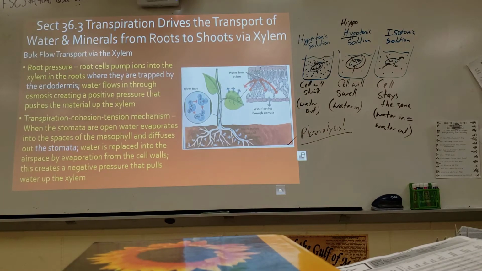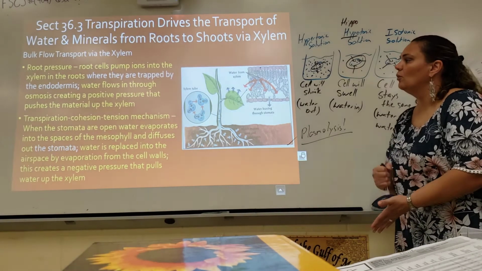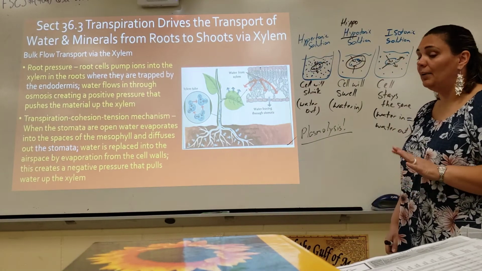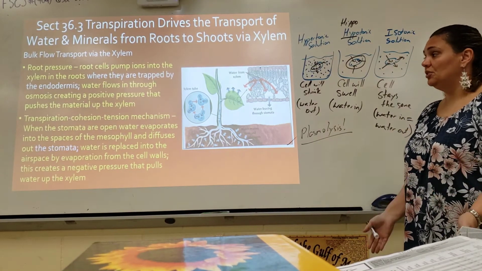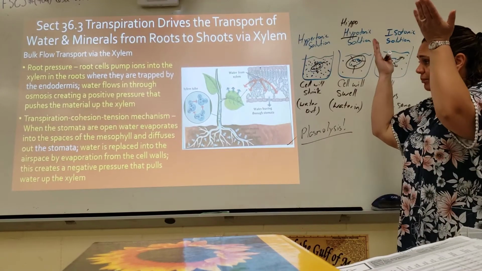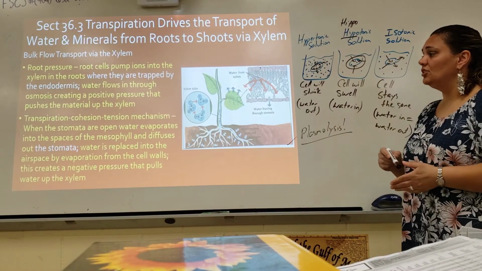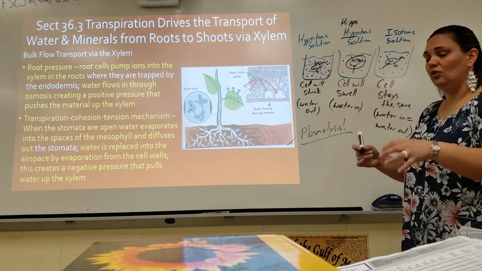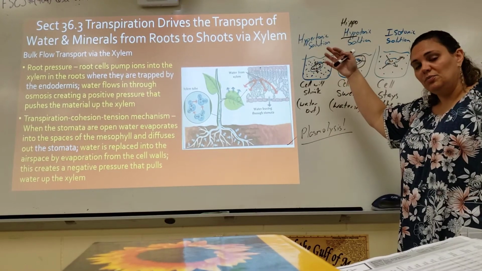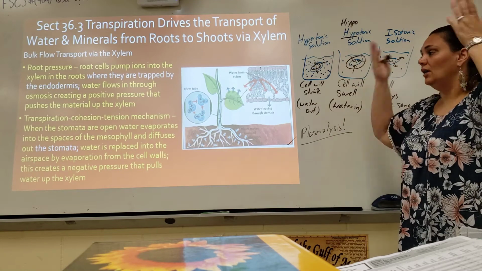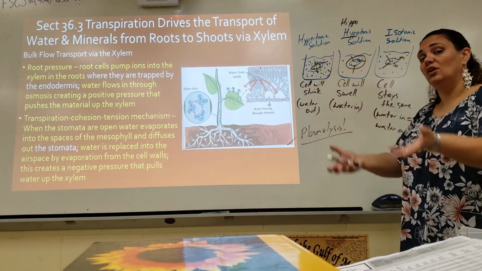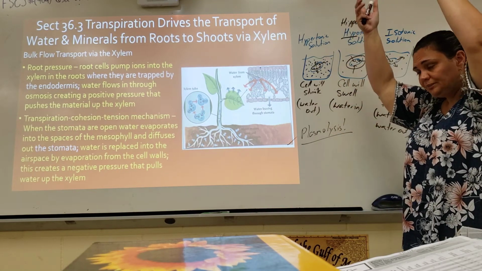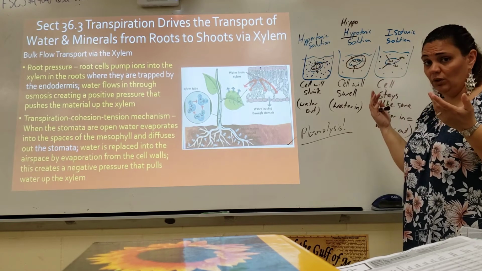Root pressure. Root cells pump ions into the xylem of the roots. Water flows in through osmosis, creating a positive pressure. It's going to push materials up the xylem, so it pushes it up. Transpiration, cohesion, and tension are mechanisms that all work together. The loss of water through transpiration through the stomata is what allows that negative pressure to occur, sucking water up through the xylem, so that water will keep going up.